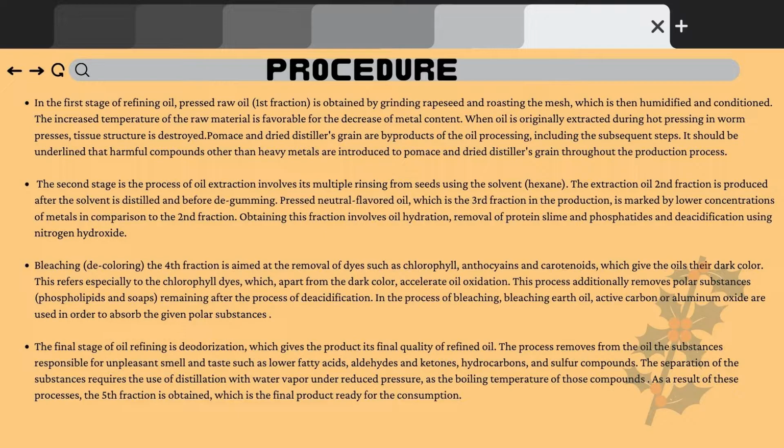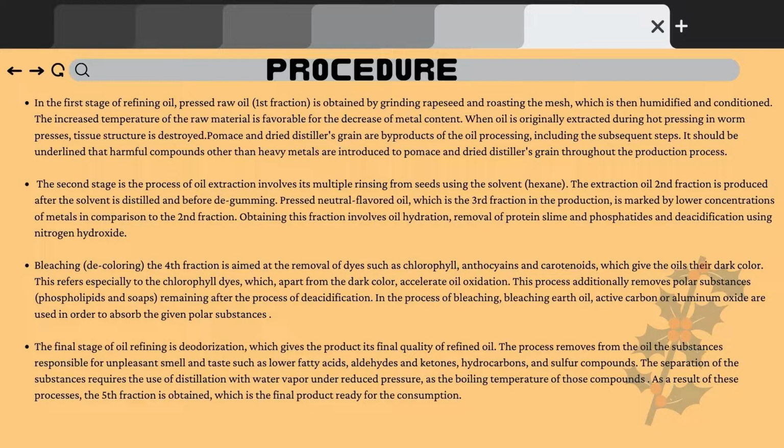It is aimed at the removal of dyes such as chlorophyll, anthracene, and carotenoid, which give the oil its dark color. This refers especially to the chlorophyll dyes, which, apart from dark color, accelerate oil oxidation. This process additionally removes polar substances remaining after the process of deacidification. In the process of bleaching, earth, active carbon or aluminium oxide are used in order to absorb the given polar substances.